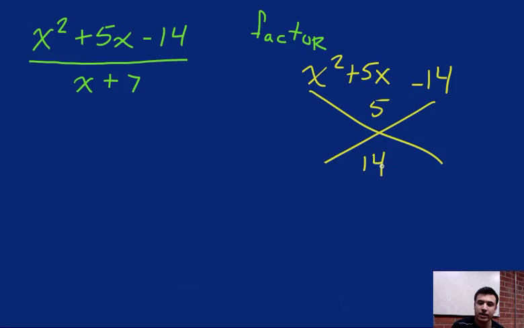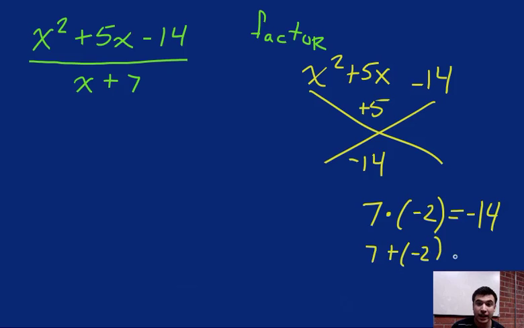So now we're going to put a negative 14, and this would be a positive 5. So we want to find two numbers that multiply to negative 14 and add to positive 5. So let's see, I know that 7 times negative 2 gives me a negative 14, which is what I'm looking for. But also, 7 plus negative 2 gives me the 5 that I'm looking for as well. So my two numbers are the positive 7 and the negative 2, and we put them right here. Those are the numbers that we're going to factor with.